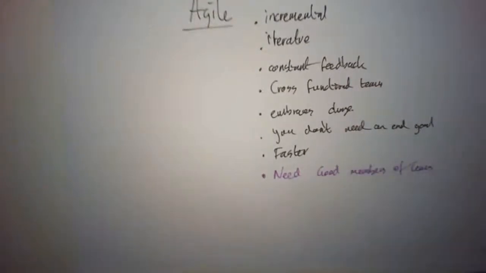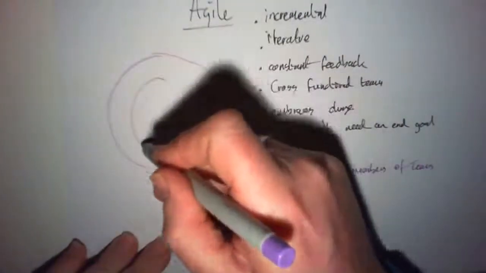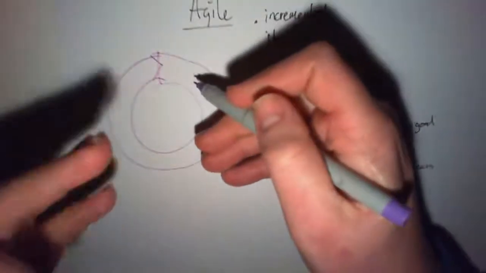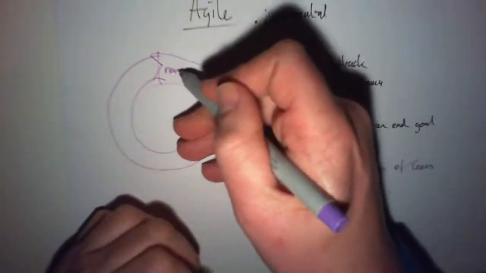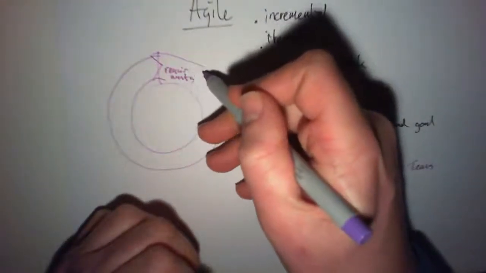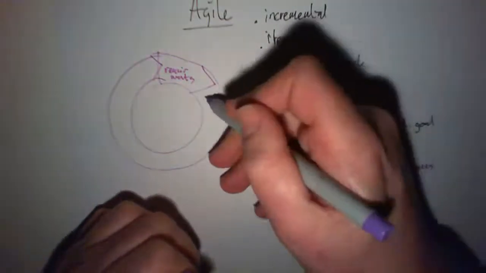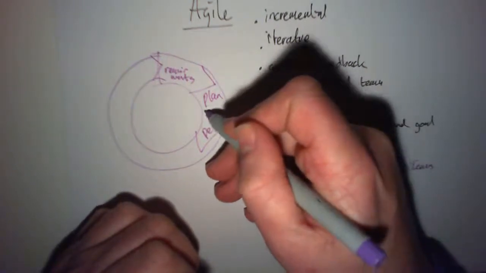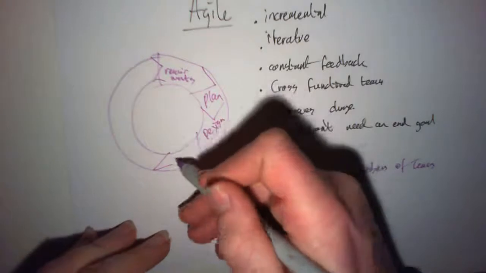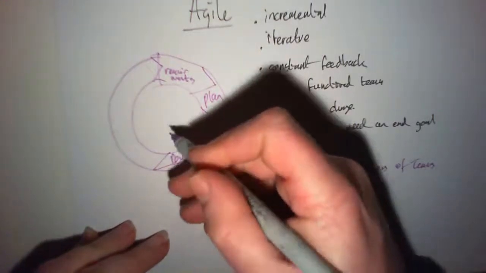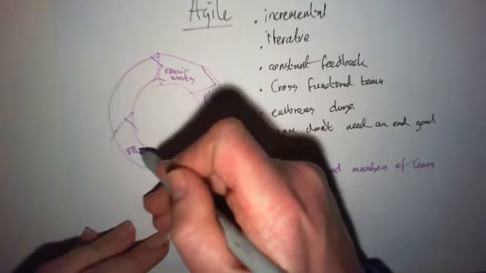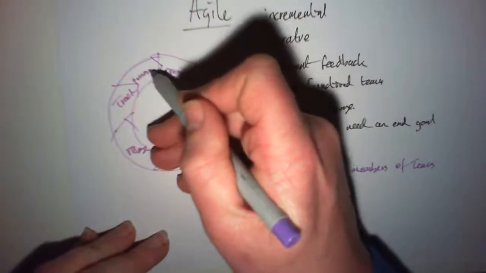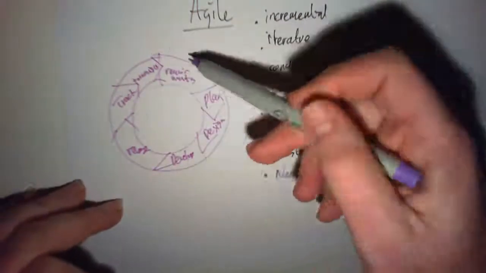But let's just try to draw it over here. So it's an endless arrow. You get the requirements from the client, and then you plan, and then you design, and then you develop, and then you release, and then you track and monitor. Okay, and this constantly keeps happening.